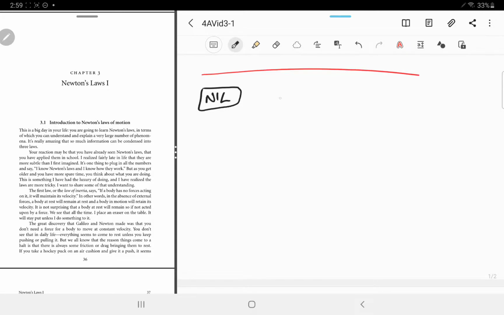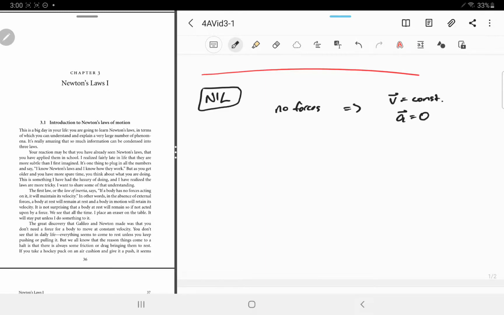Summed up very quickly, what this says is that if an object has no forces acting on it, then it will remain in motion. It will have a constant velocity. And remember, constant velocity also means the acceleration is zero. So those two things mean exactly the same thing.